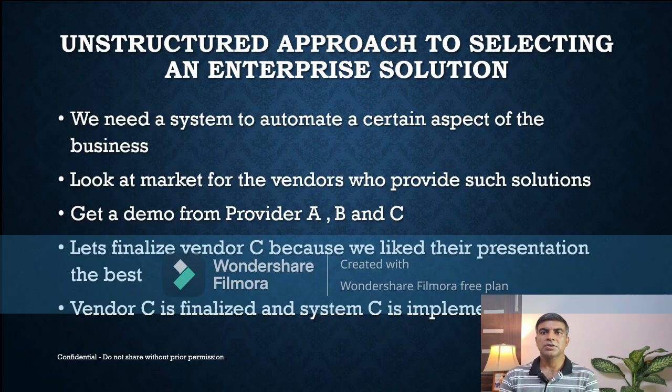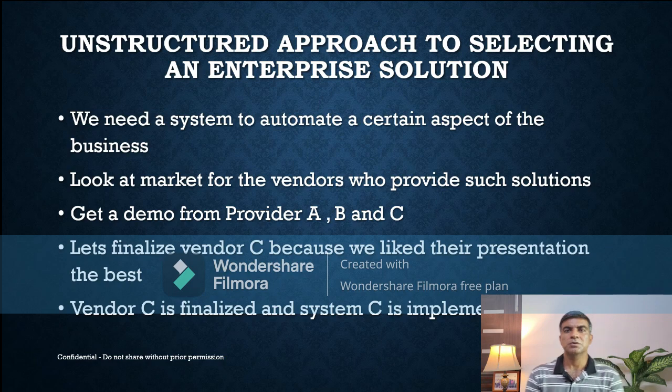When a company is looking to select an enterprise system to implement, there are 2 ways it can go about it. One is an unstructured approach versus a structured approach. In an unstructured approach, the approach is very simple. Somebody decides that there is a requirement for an enterprise system. They will ask the supply chain department or IT department to go out and look for the options that are available in the market.